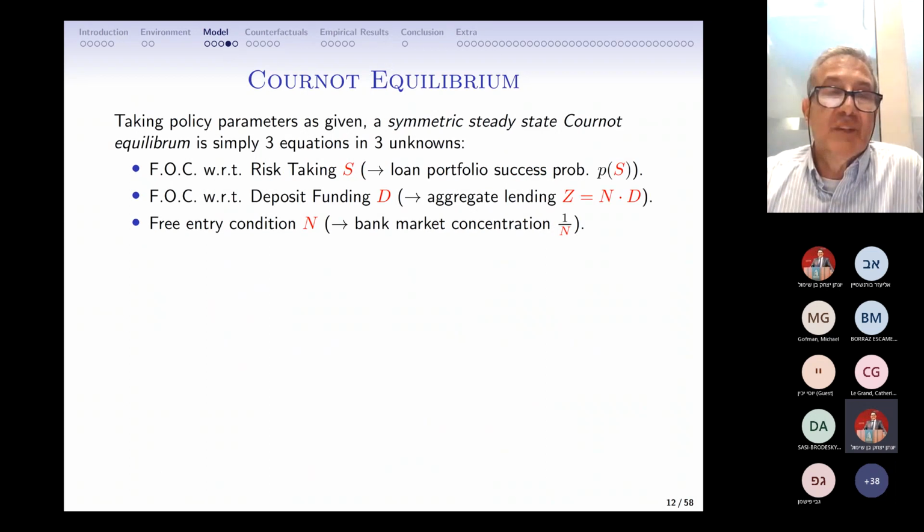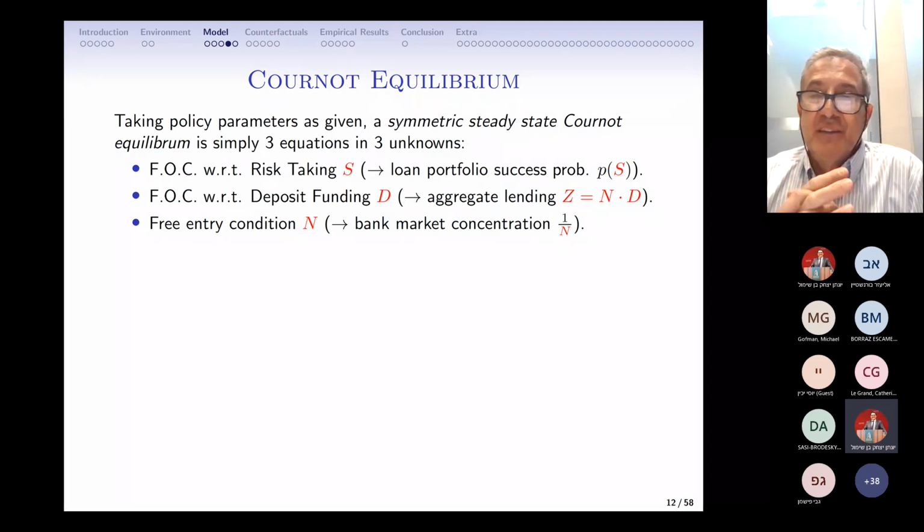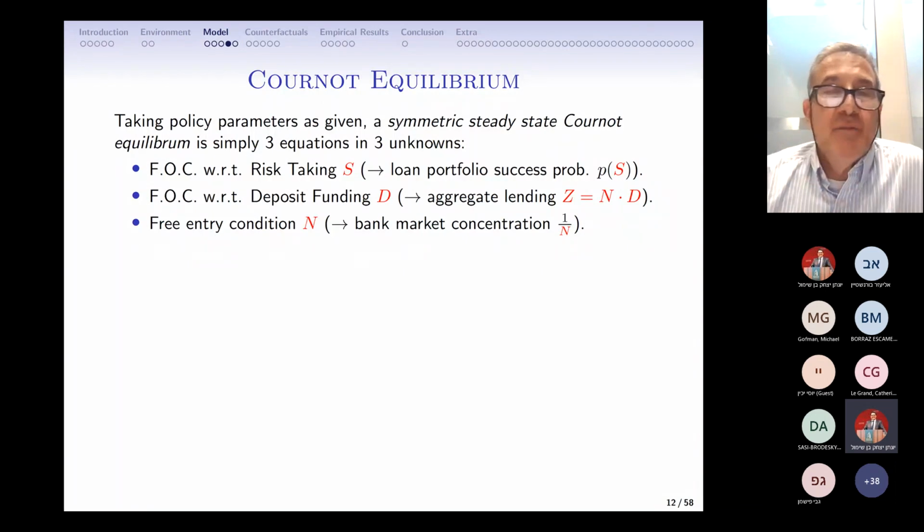So what is an equilibrium? An equilibrium is basically, I'm just going to look for a symmetric steady state Cournot equilibrium. And that's where I said this is the simplest possible. I've never written a paper with 3 equations and 3 unknowns. So this is my way of trying to get at some of the issues that we'll see in a second in the simplest possible framework.